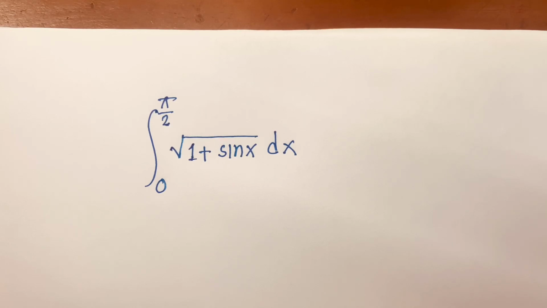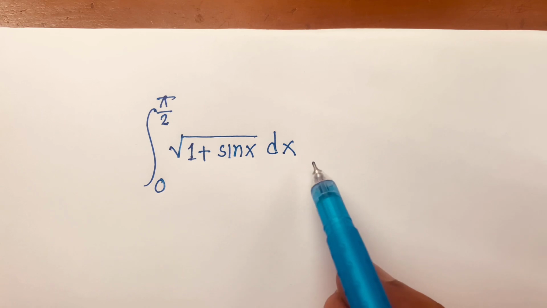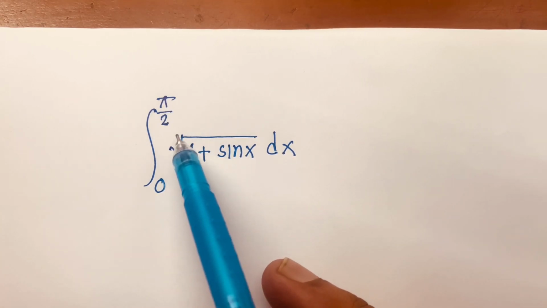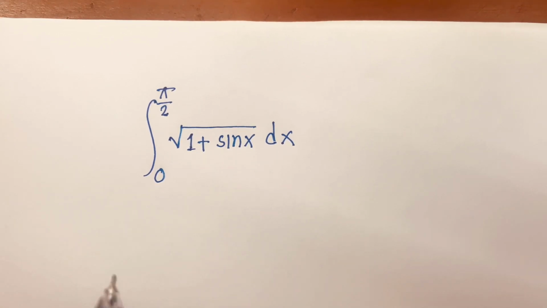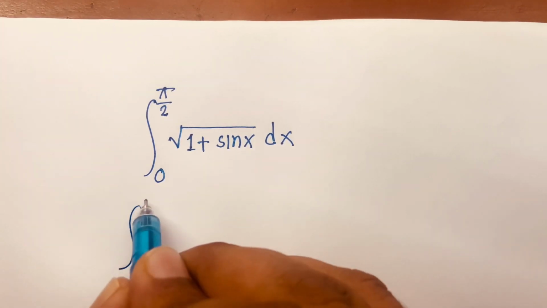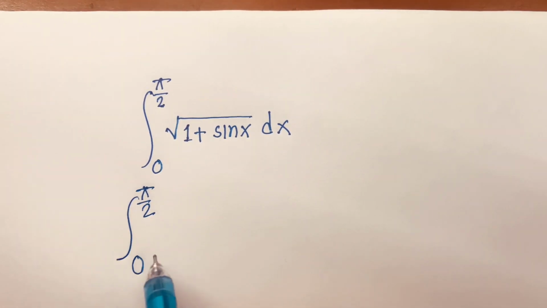Hello everyone, how to solve this integral question? Integral of square root of 1 plus sin x dx. Here the upper limit is pi by 2 and the lower limit is 0. So first of all, I can say integral from 0 to pi over 2 of square root of 1 plus sin x dx.